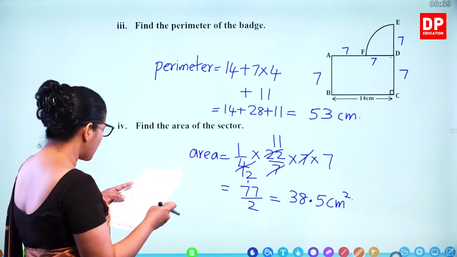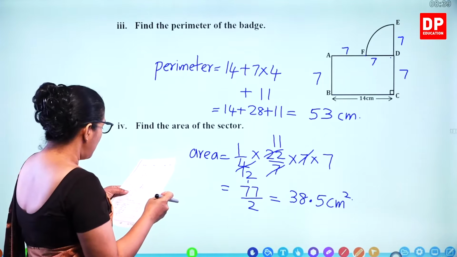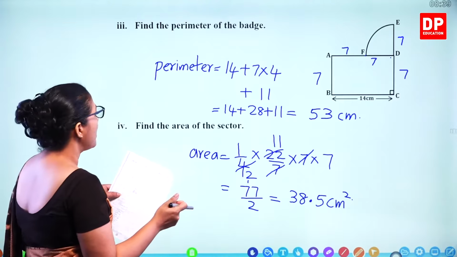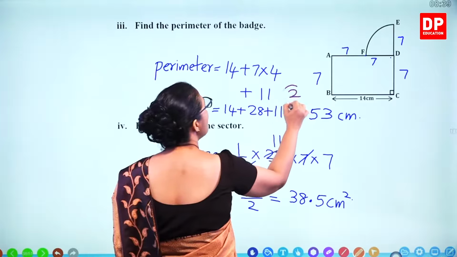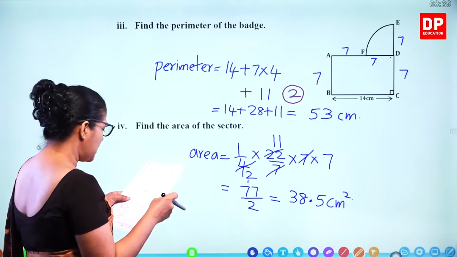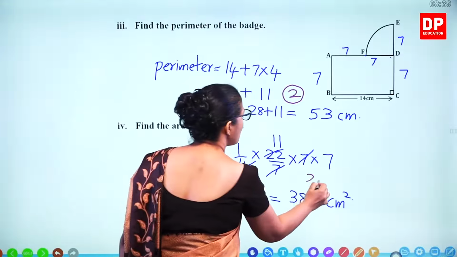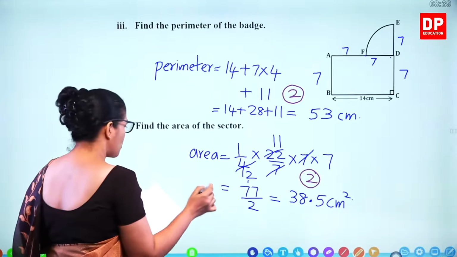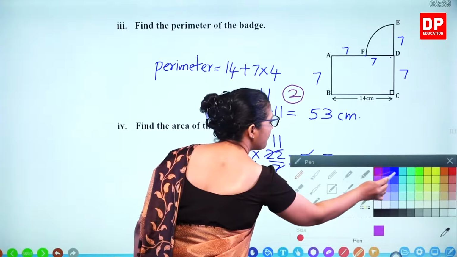Let's look at the marks. 53. You get 2 marks for finding the perimeter. And 38.5 square centimeters, that's also 2 marks. So we have another part.